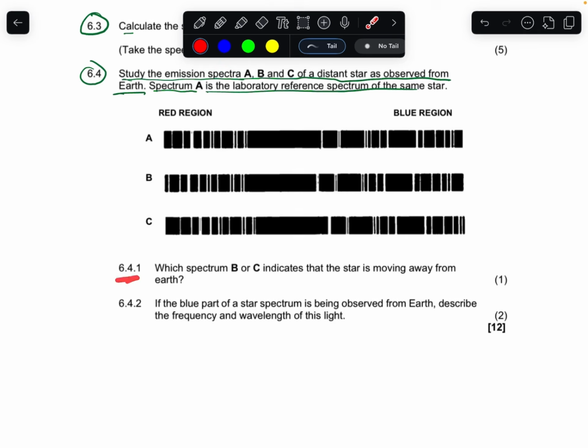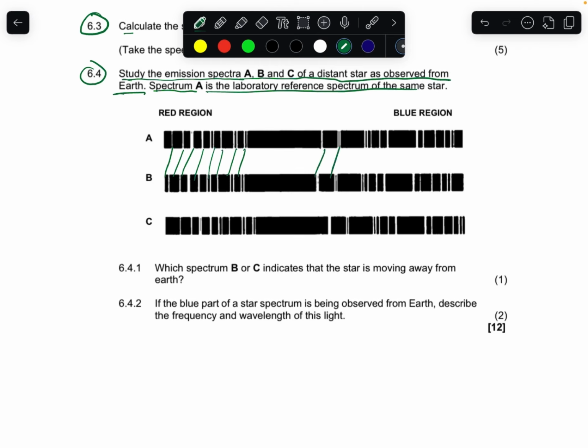So 6.4.1, it says which spectrum, B or C, indicates the star moving away. The one that indicates a star that is moving away is the one that is red shifted. Guys, if you can draw the lines like this, do you see the lines are moving diagonally to the red shift? So this one, guys, is what is red shifted.